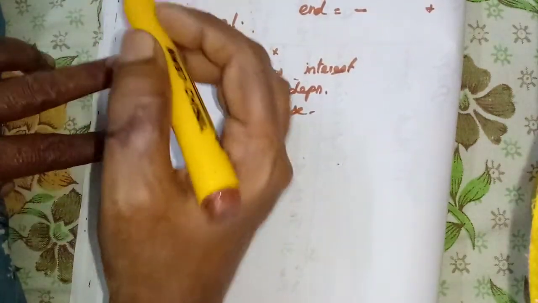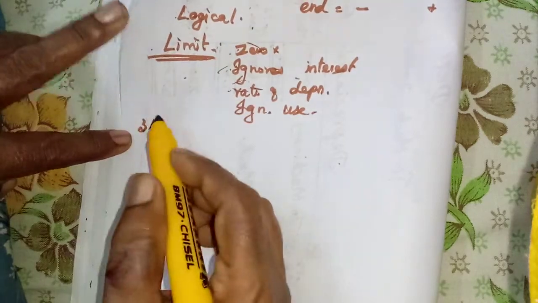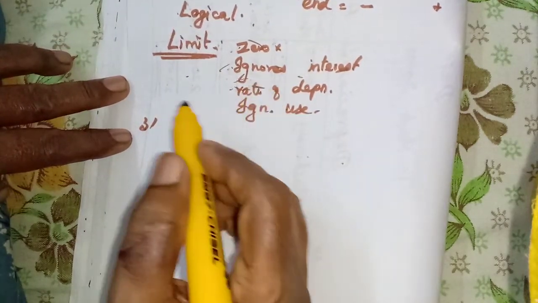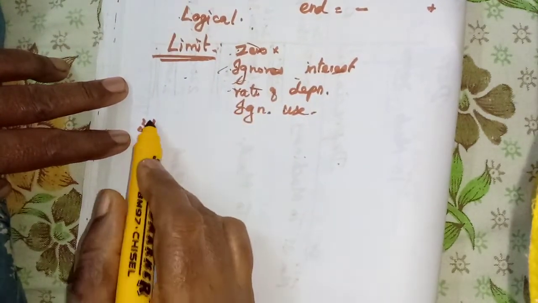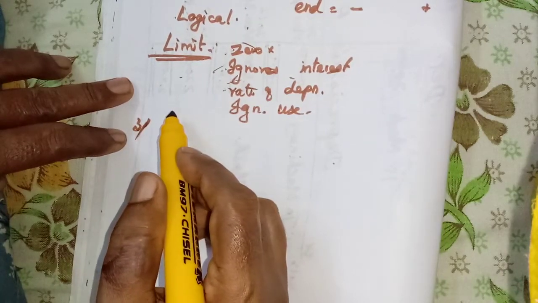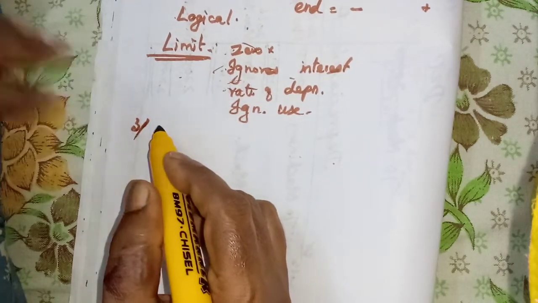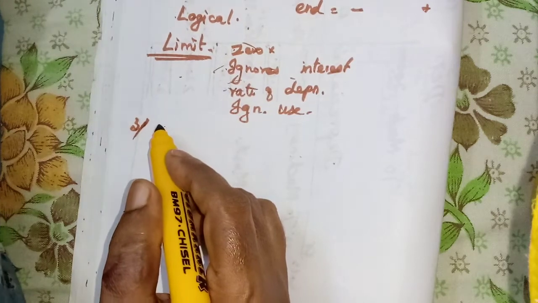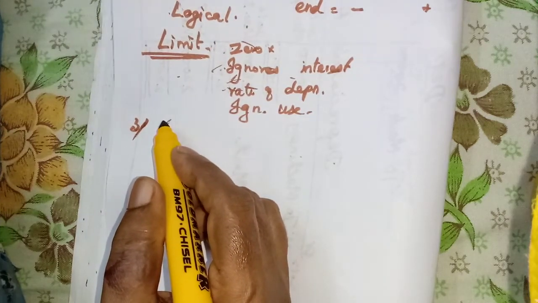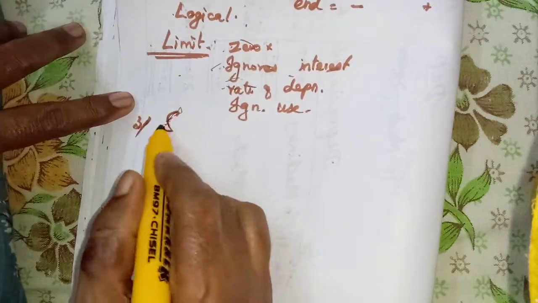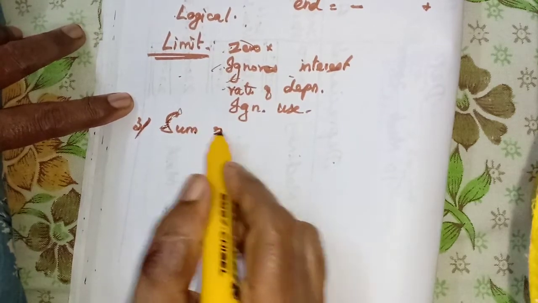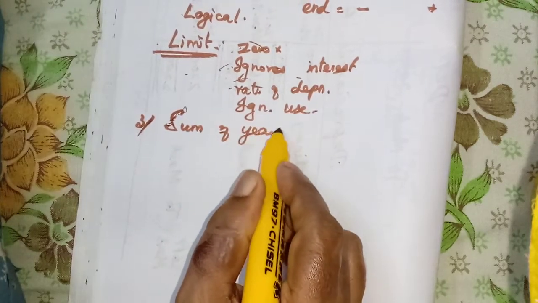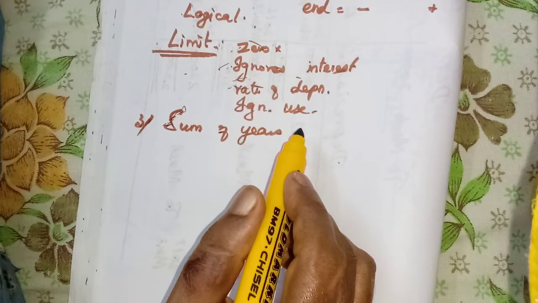Okay, the second method you have understood. Here only we are going to do many problems. Before going to these problems, we will learn all the other methods also. Okay. Sum of years of digits method.